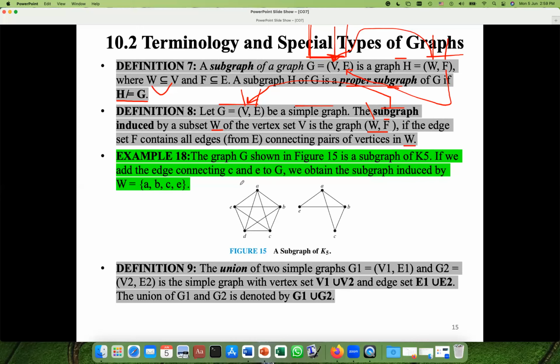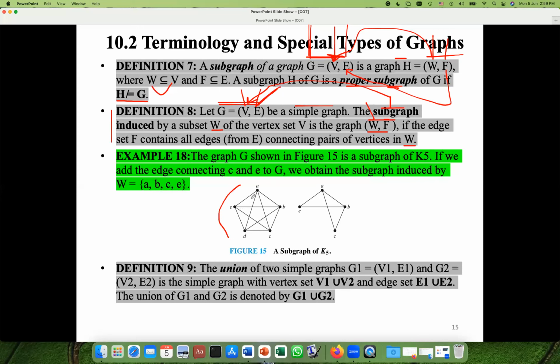For example, this is a graph, now you will understand. It is saying that this is the subgraph now with this F, which is the set of edges. If these edges are all you have from this E, then that subgraph would be induced. Then that subgraph would be induced from that main graph G. This is what this definition is saying.